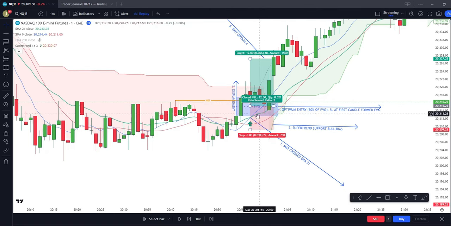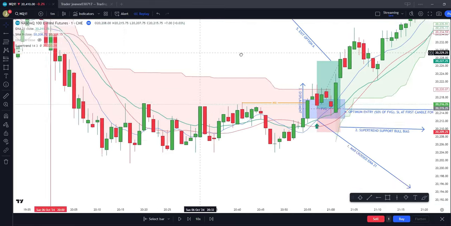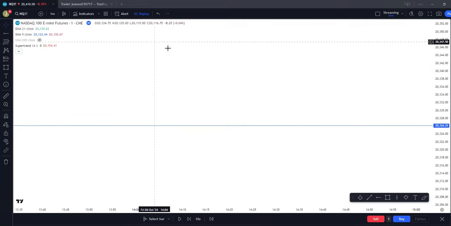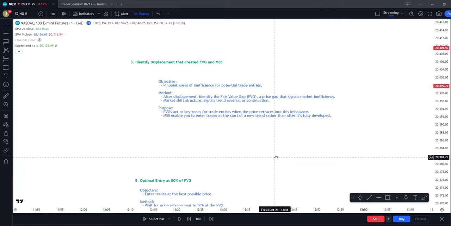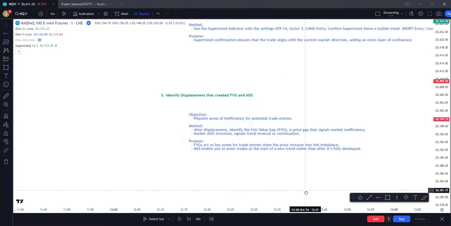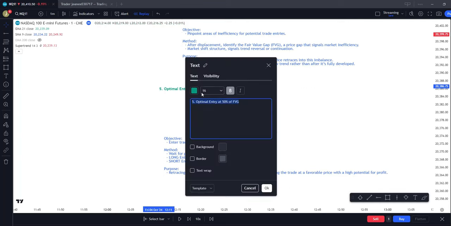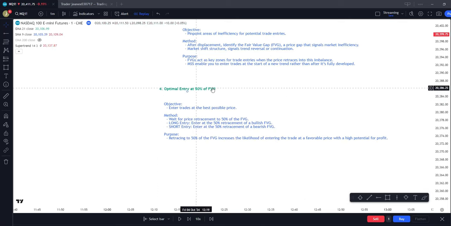So once you have that 1, 2, 3, you already have a point of interest to enter the trade. So that's how you use it. Then number four of the strategy is actually, yeah, this one. I don't know why number 5 is that. So this is number 4. Number 4 is the optimal entry.